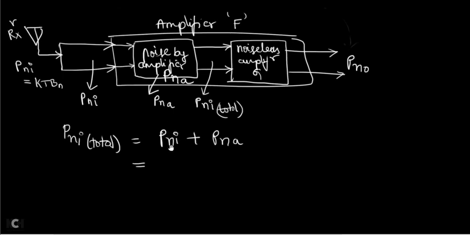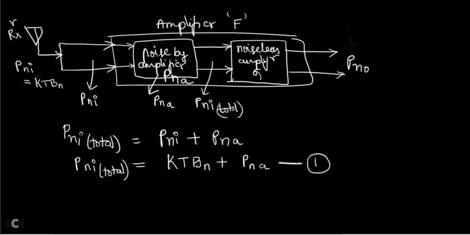Now let me substitute the expression for PNI. PNI is only because of your thermal noise from the antenna, so let me substitute it as KTBN plus PNA. PNA you don't know, that you need to find out. So let me calculate that PNA. This is your PNI total. Call it equation 1.